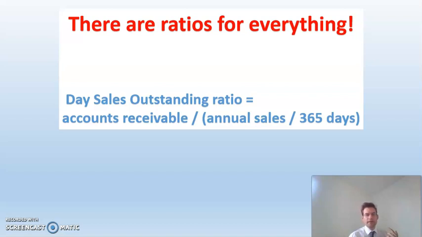Number 1, day sales outstanding. So this you just take on the balance sheet. You just look at accounts receivables and you divide that by annual sales over 365, and that just gives you a number. And the point is that you want to see how this number progresses over a period of years.